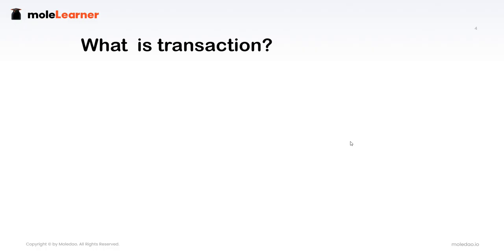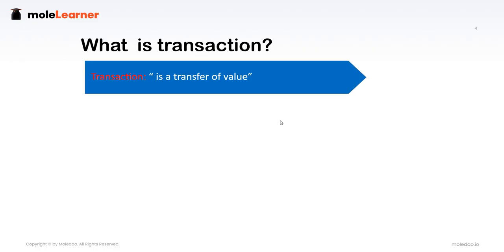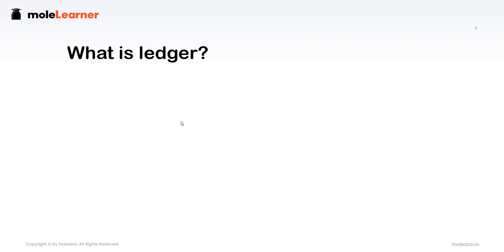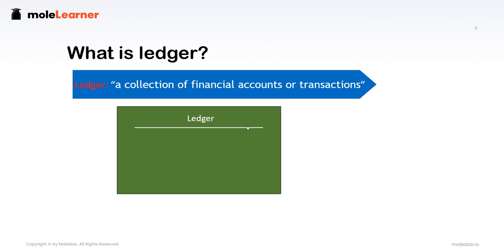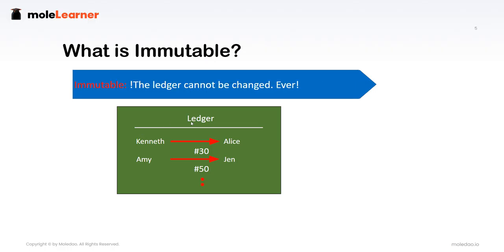So, what is a transaction? A transaction is the transfer of value. For example, Kenneth and Alex. Kenneth wants to give Alex $30. This is a transaction. What is a ledger? A ledger is a collection of transactions. For example, there is a ledger: first transaction, second transaction, and so on. Once a certain amount is collected, it will become immutable. It will lock, and each transaction cannot be changed anymore. Later we will explain how it works.